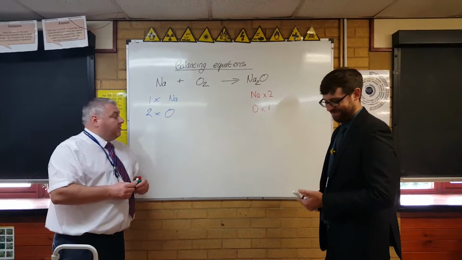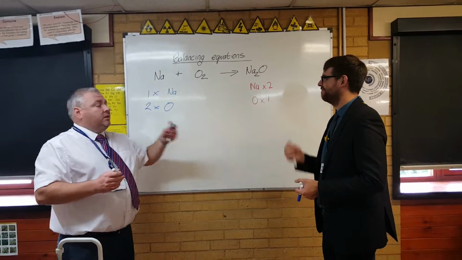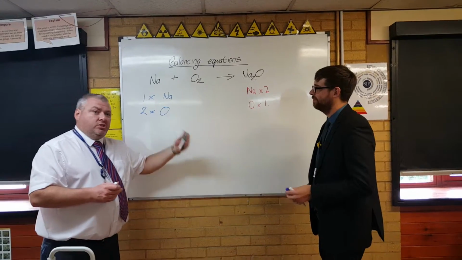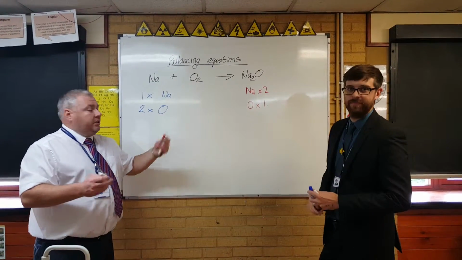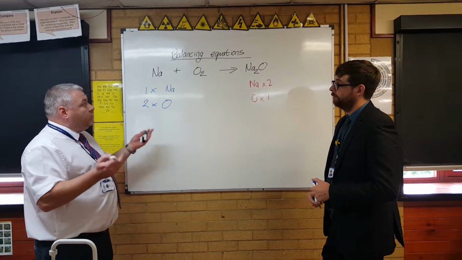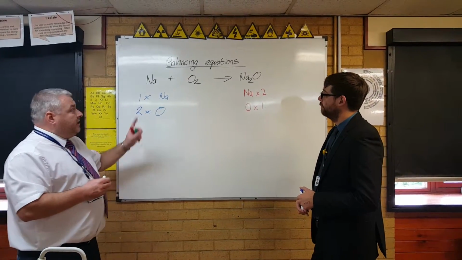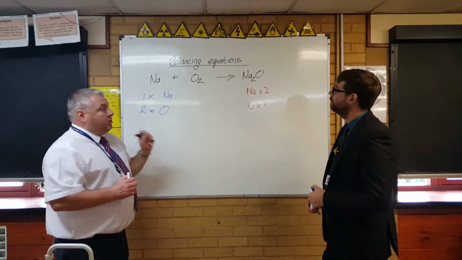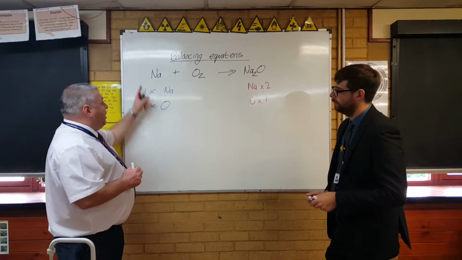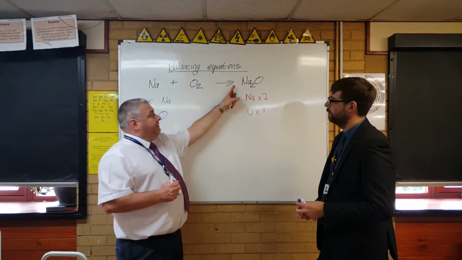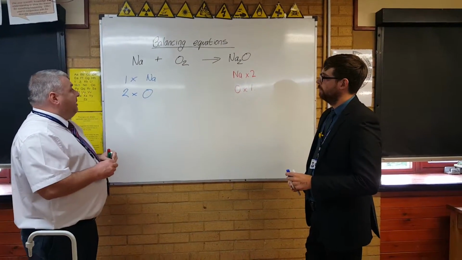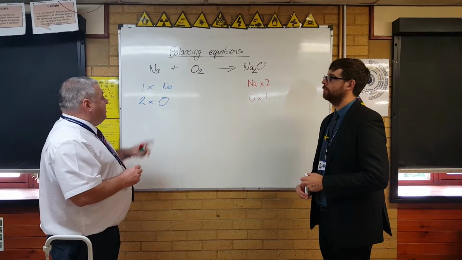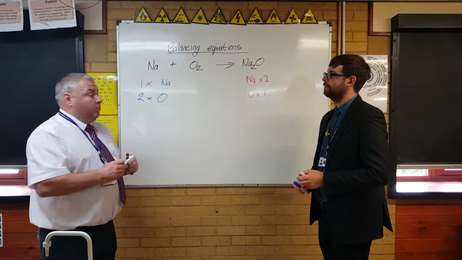And the rule with balancing equations is you start with the lowest number, okay? So if there's a 1 and you need more, you put a 2, and if that didn't work, you put a 3, and so on. And there are some rules that you need to be aware of, okay? These little numbers we can never change. So little numbers can't be changed. What we can change are big numbers which are written in front of the compounds. Now at the moment there are no numbers written, so as Mr. Lycett said, if there's no number written you assume it's a 1.